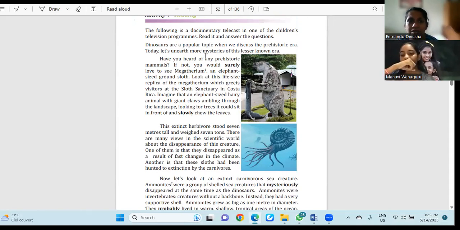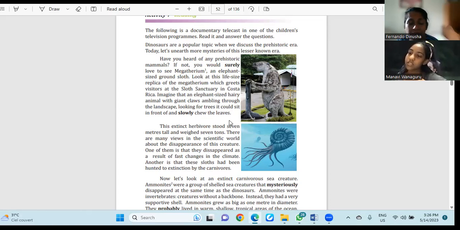Look at this. Dinosaurs are a popular topic when we discuss the prehistoric era. Today, let's unearth more mysteries of this lesser known era. Have you heard of any prehistoric mammals? If not, you would surely love to see Megatherium, an elephant-sized ground sloth. Look at this life-size replica of the Megatherium, which greets visitors at Sloth Sanctuary in Costa Rica. Imagine an elephant-sized hairy animal with giant claws ambling through the landscape, looking for trees it could sit in front of and slowly chew the leaves.